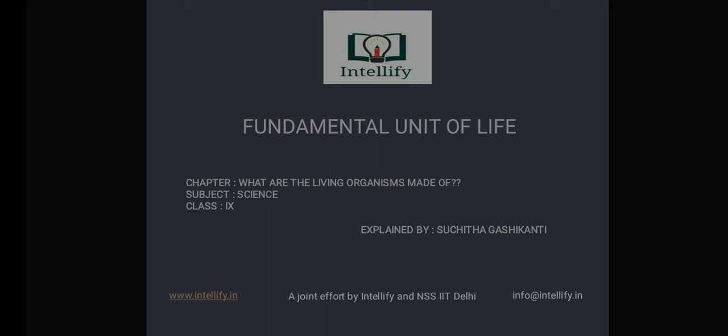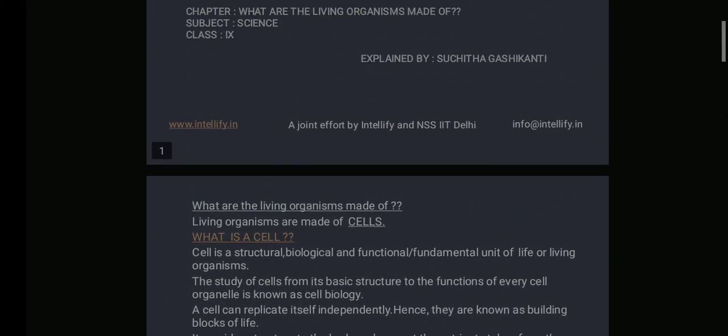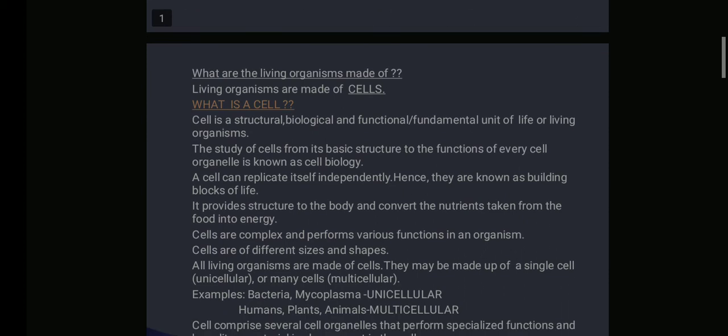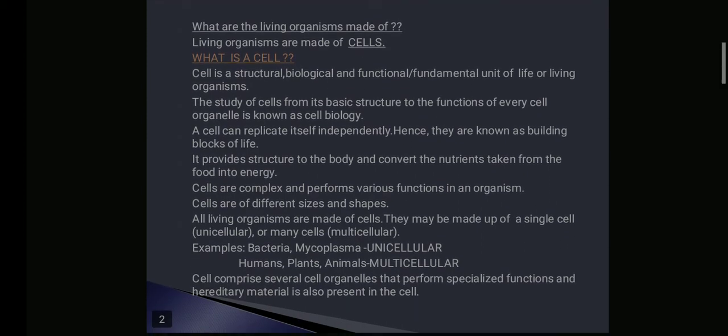Under that chapter, what are the living organisms made of, included under the subject of science, ninth class. Coming to the topic, what are the living organisms made of? All living organisms are made of cells. What is a cell? A cell is a structural, biological, functional or fundamental unit of life or living organisms.